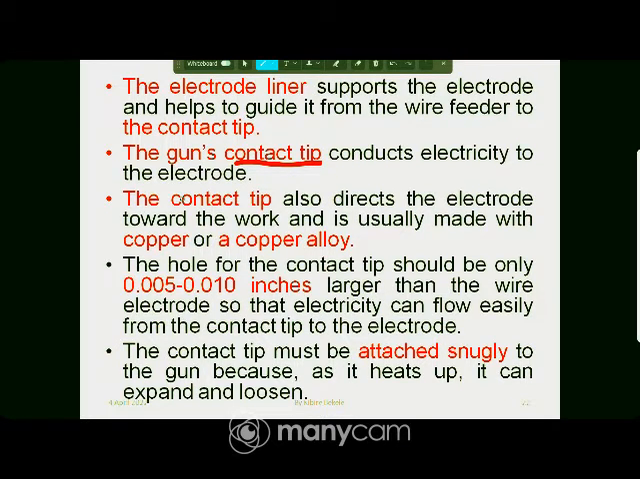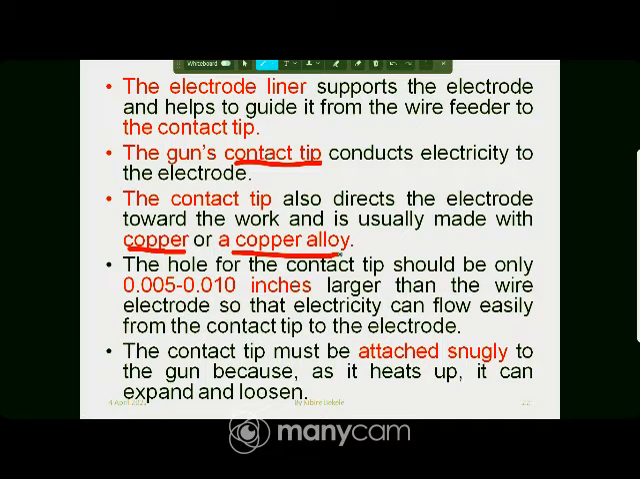So the contact tip directs the electrode to the work, and it's usually made from copper or copper alloy. The material of the contact tip is copper or copper alloy. We can buy the contact tip made from copper or from copper alloys.